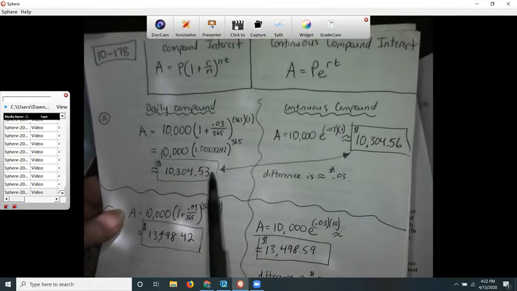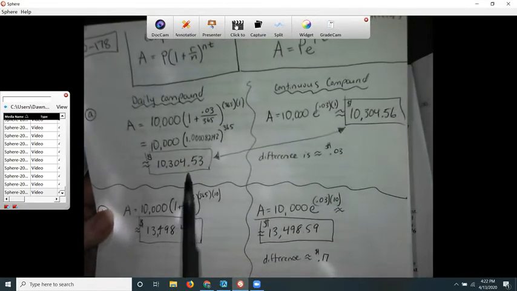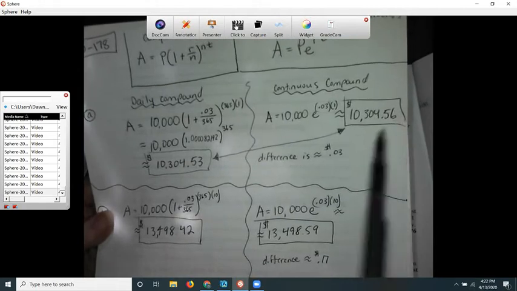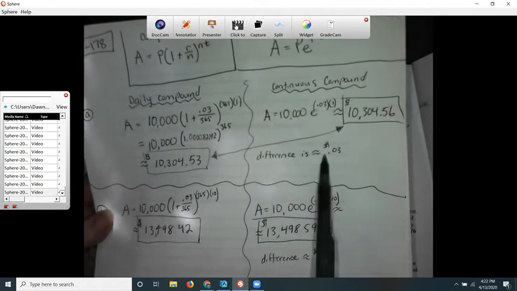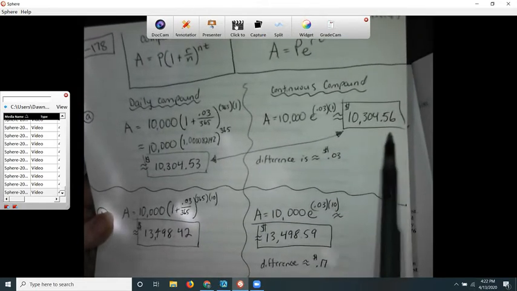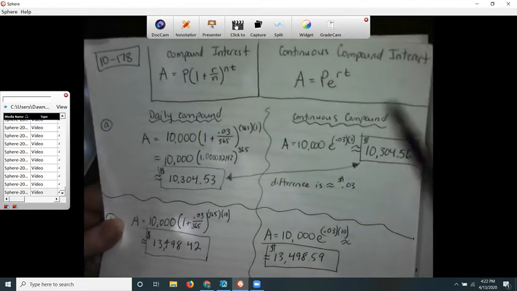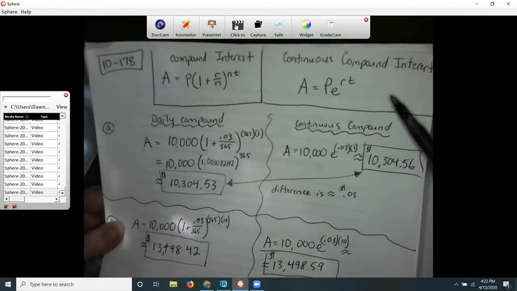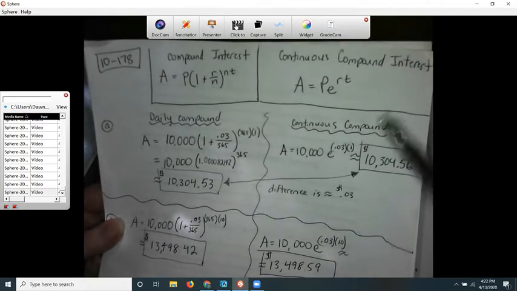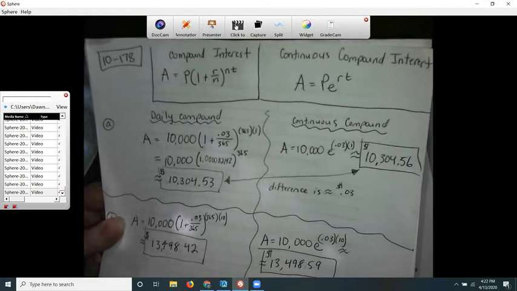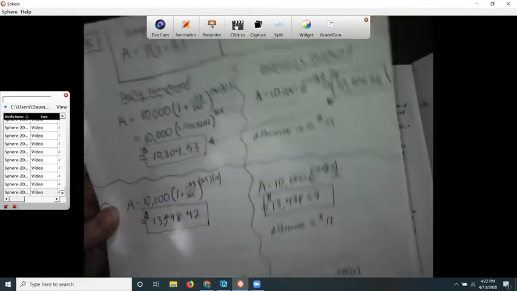And you'll notice I got different numbers using the different formulas. They're pretty much the same, but the difference is 3 cents. So you got 3 cents more. So big deal, right? You always get a little bit more. Sometimes with big numbers you get a lot more if you do continuous interest, continuous compounding.